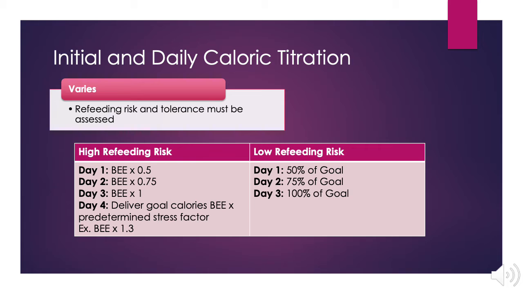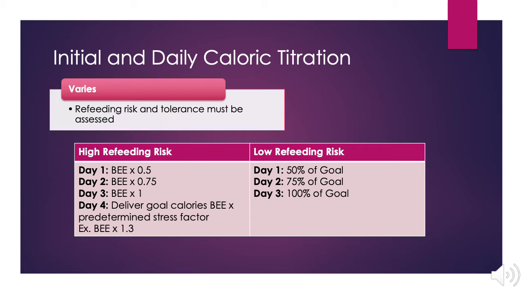Once the BEE is calculated and a stress factor is assigned, we would like to start focusing on how to formulate the macronutrients in our TPN. It is important to review recent medical history and assess refeeding risk for the patient, and depending on the refeeding risk status, we'll opt for either a more conservative or a more aggressive calorie delivery approach.